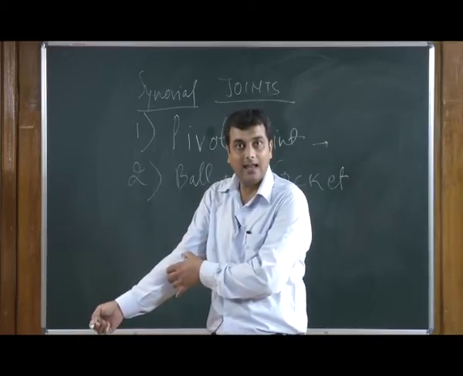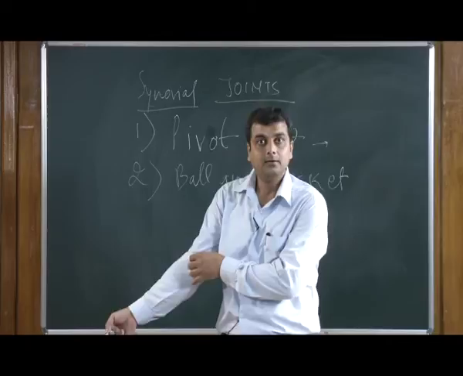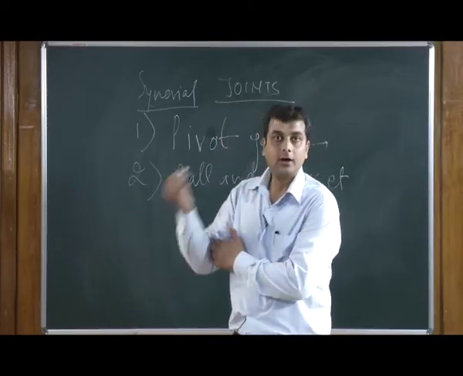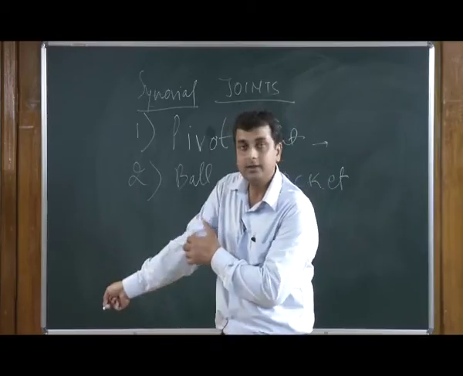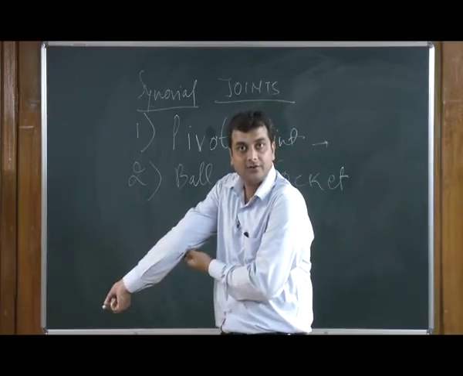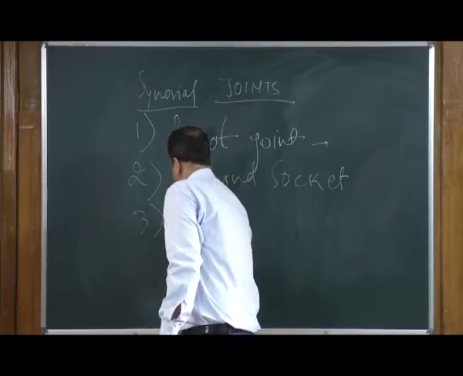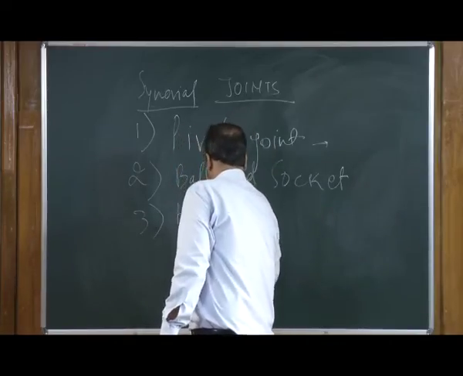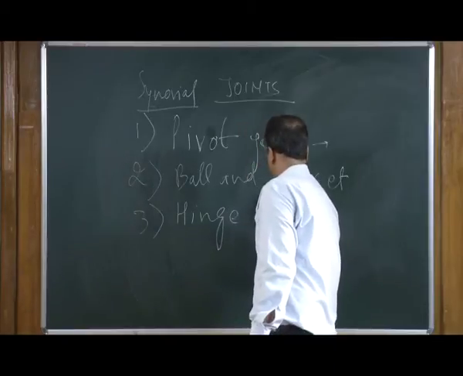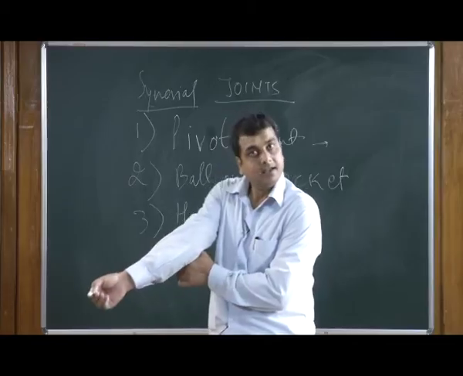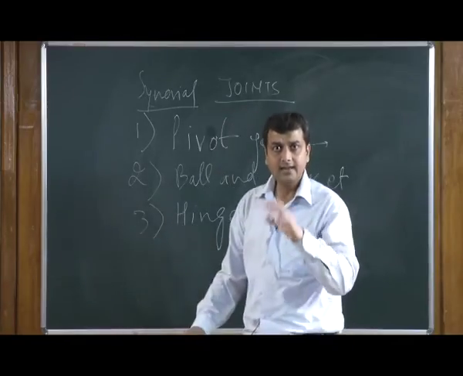Now you have this elbow. Here you have the problem. You can't do flexibility in the back side. You can do movement like this, but you can't do it in the back side because there is a bony hindrance in the back side of your arm. This is called a hinge joint because the complete movement is not there.